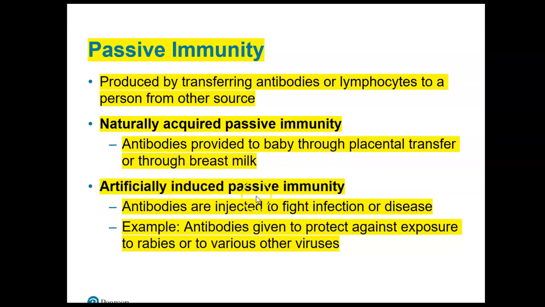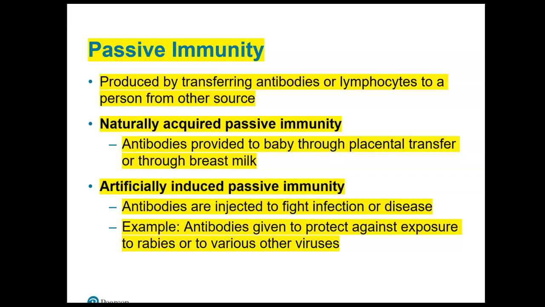Artificially induced passive immunity is when antibodies are injected. One of the popular treatments for COVID, particularly in people who were high risk or who had developed a bad case of it, is the injection of monoclonal antibodies. And the rabies vaccine is actually an antibody injection. It's not a true vaccine.